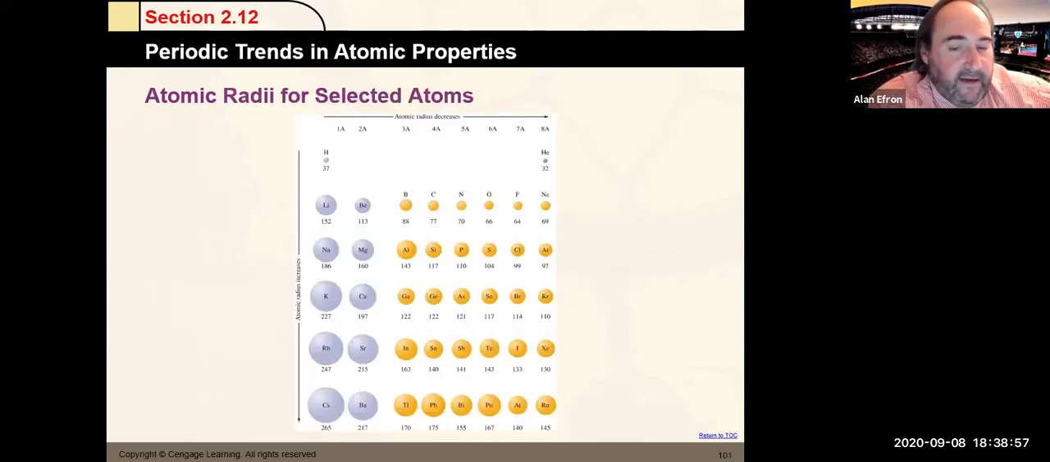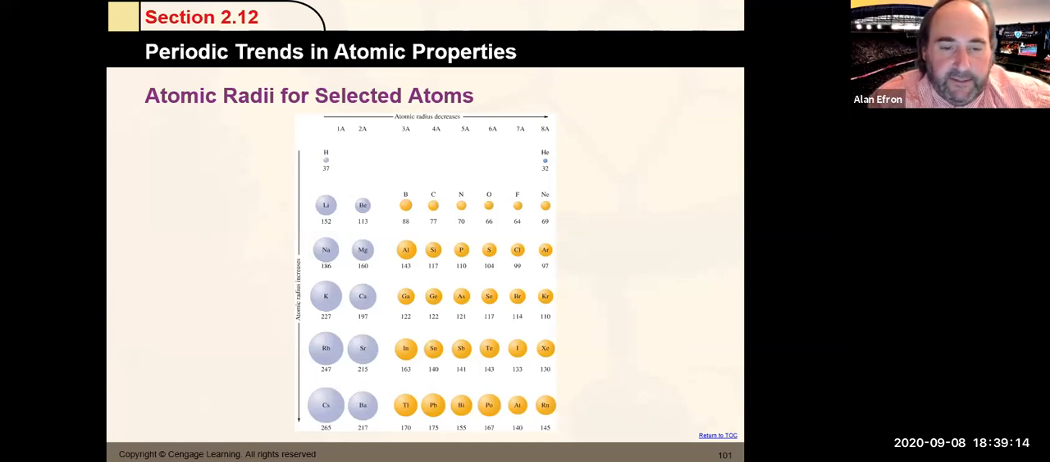And it does have an effect on things like density, which is mass over volume. As you go to the right, you do have a lot more mass, but less volume because things are smaller. And the density is affected. It gets smaller typically as you go to the right and up as well.